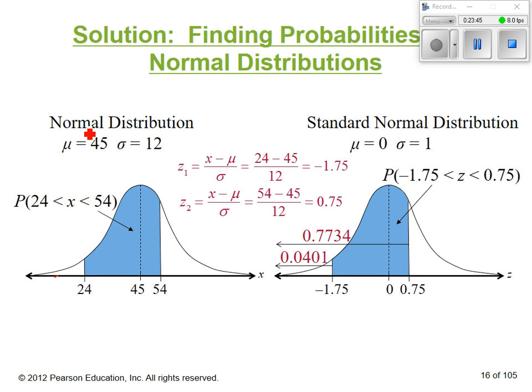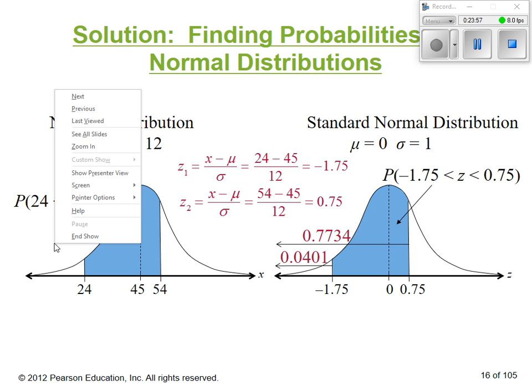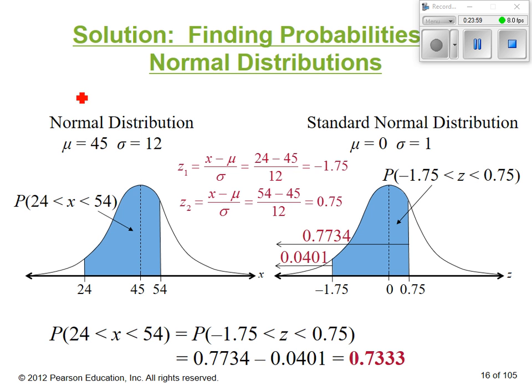If you change them to Z-scores, I know why. Oh, no, this is why. Because see what they're doing here? They found this whole area, then you got to subtract this off, which is dumb. The calculator will do that for you. Puts us at 0.7333.